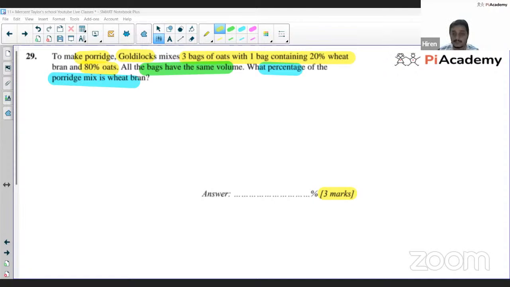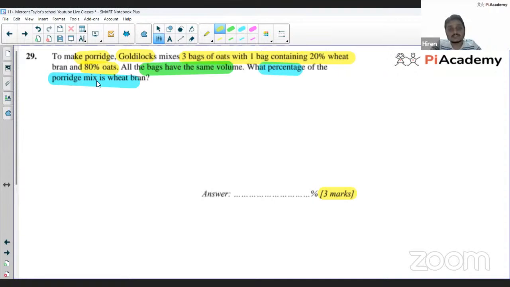Yes, everyone, please solve this. It's easy. You can consider the bag volume. They say each bag has the same volume. Yes, it's 5%. Okay, everyone, if your answer is 5%, then you are correct. Very good, Ina. Very good, Vikas.